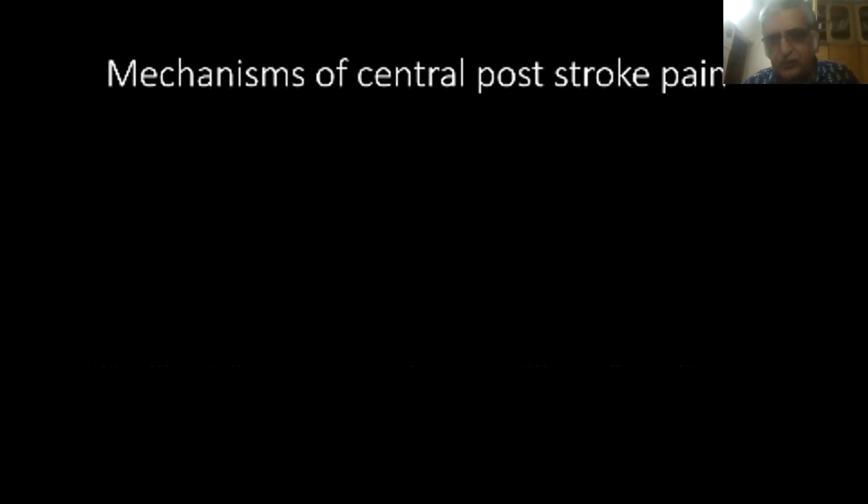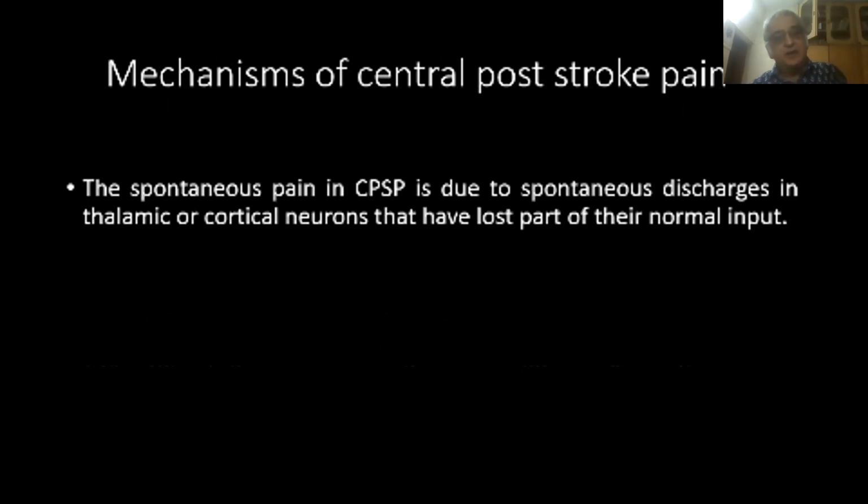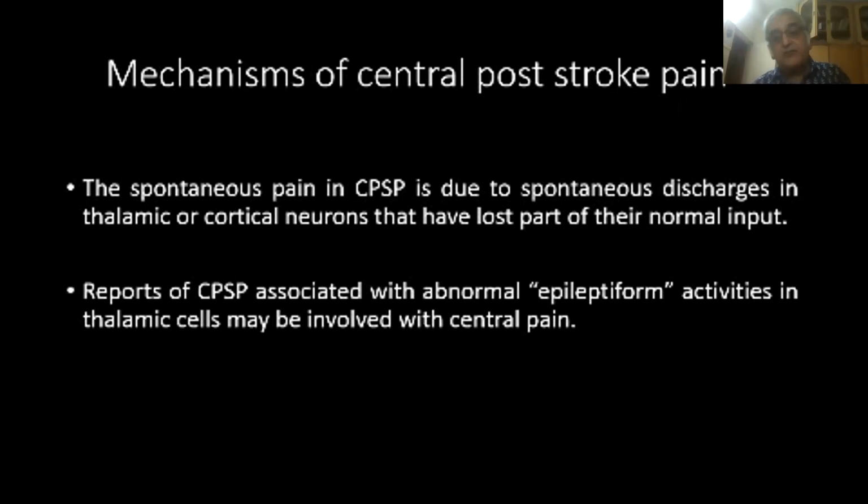Now, what is the mechanism of central post-stroke pain? How does it happen? Well, it is shown through very exquisite neurophysiological experiments, and you will see a lot of literature, that there are spontaneous discharges in the thalami and cortical neurons that have lost part of their normal feedback. So spontaneously, once there's a thalamic damage, it just keeps on discharging. The question is, is it epileptiform? Well, there have been epileptiform discharges documented. In fact, if you do EEG of some of these patients, you will find that there are sometimes epileptic discharges.